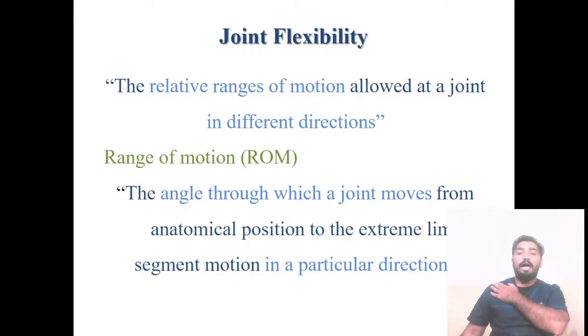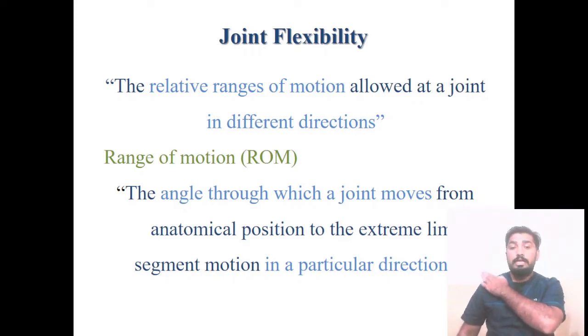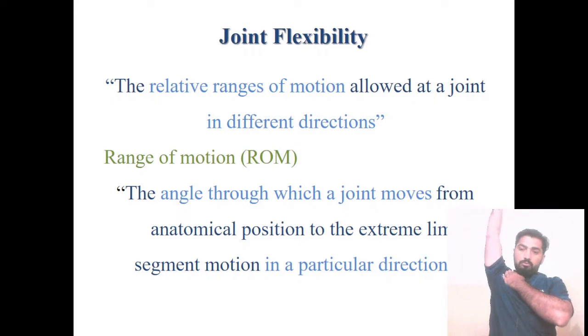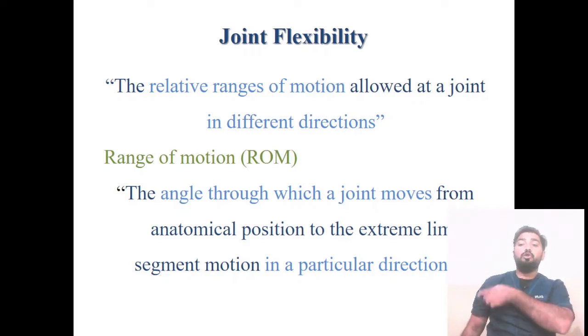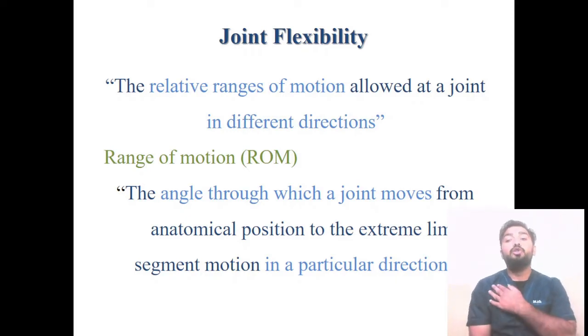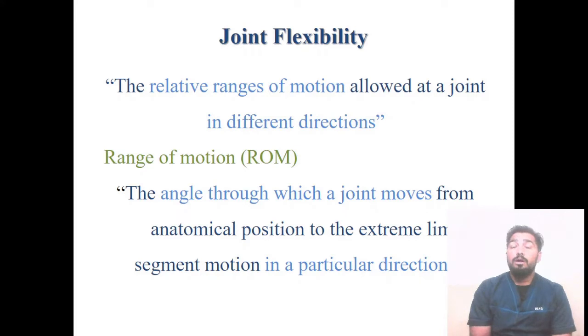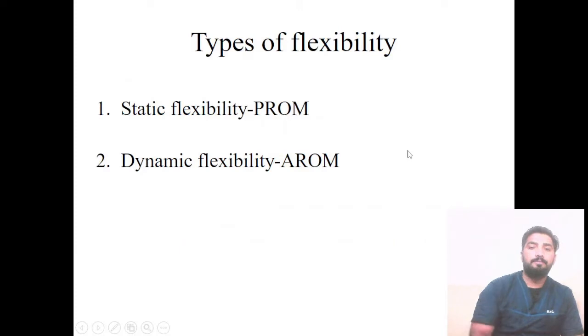Let it be the anatomical position of the shoulder, close approximate to the body, and from here if we want to measure the shoulder flexion, we will move it this way up to the extreme of that motion, or the end range of that motion. So we have to measure the range from the end range to the anatomical position, and that will be known as the range of motion of the shoulder flexion. So the range of motion is the quantitative measure of joint flexibility.